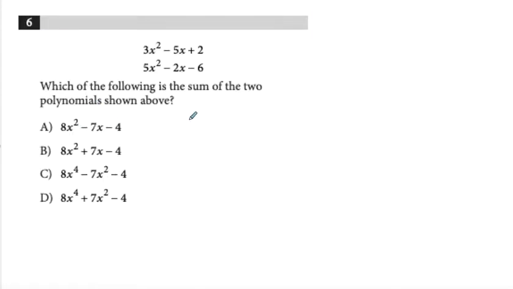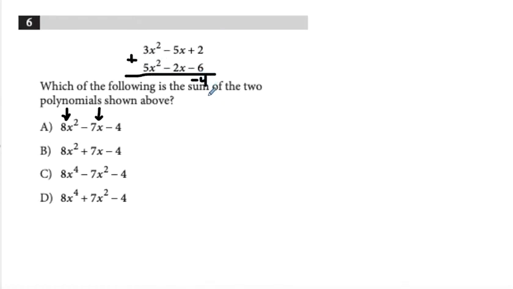Here we've got this polynomial, and it says, which of the following is the sum of the two polynomials? And in looking at this, I notice that I've got 8x squared twice and 8x to the fourth. I've got -7x and a +7x, a -7x squared and a +7x squared, and then -4 straight down. So it really doesn't matter, my last term. If I add these together, I'm going to get -4 in the last spot.